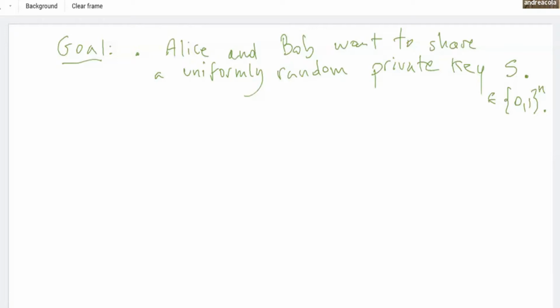Now, having a uniformly random private key allows Alice and Bob to communicate in a way that is secure, even against a computationally unbounded adversary. There's nothing that you can do to actually break this.